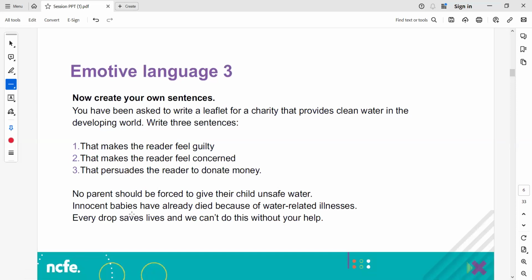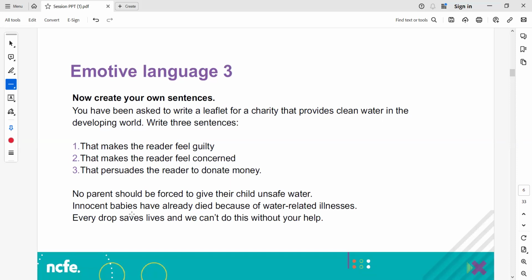So a sentence that makes the reader feel guilty: no parent should be forced to give their child unsafe water. And number 2, a sentence that makes the reader feel concerned. So innocent babies have already died because of water-related illnesses. Died. So people will feel concerned there because babies are already dying.